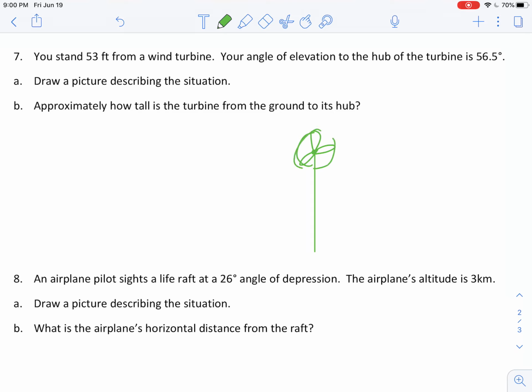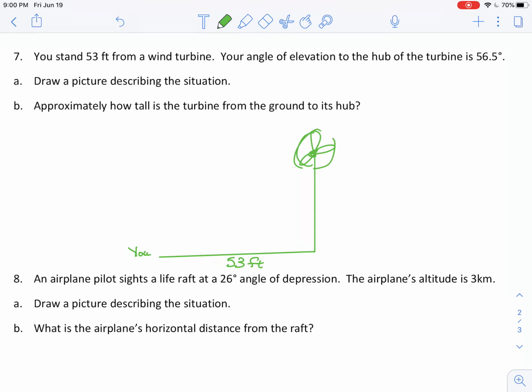But whatever, I'm picturing that this is one of those, got renewable air going here. And you're not standing right here next to it. You are 53 feet from it. So I'm going to draw my ground. To the best of my knowledge, you cannot fly. So I'm going to draw you on the ground. So this is you.